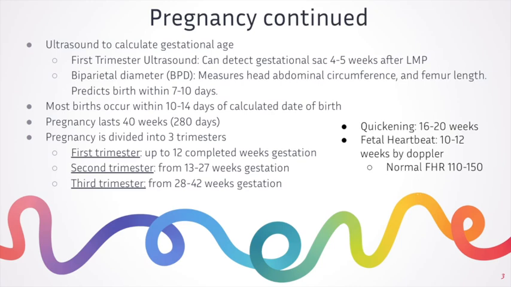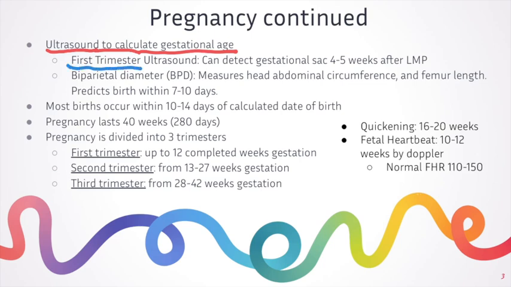We just talked about Naegele's rule, where you have to know the beginning of her last menstrual period. But what if somebody doesn't know that? Or what if somebody doesn't have a 28-day cycle that they can count on? If that's the case, they're going to use an ultrasound to calculate the gestational age of the pregnancy. Ideally, if it's up to the practitioner and in their perfect world, they would like to use a first trimester ultrasound.